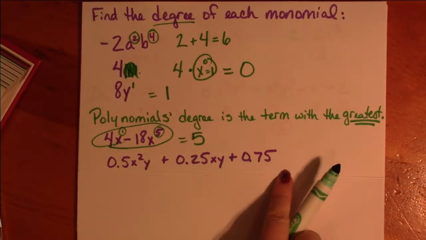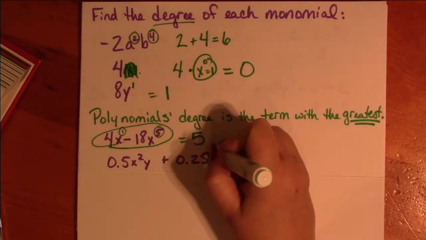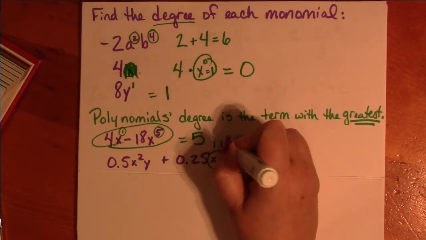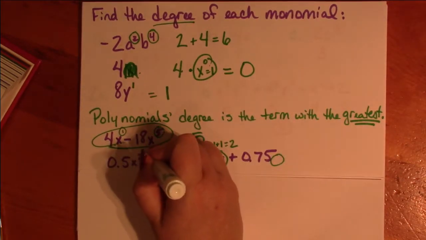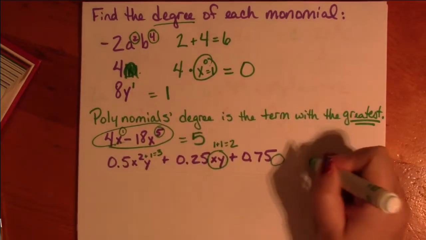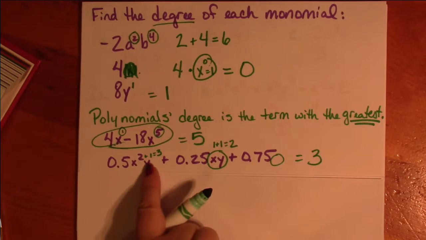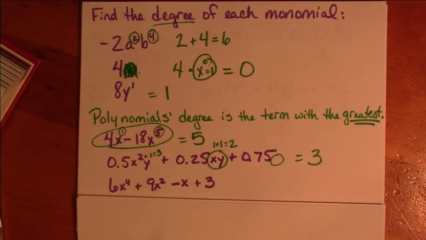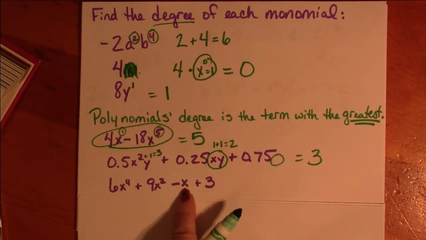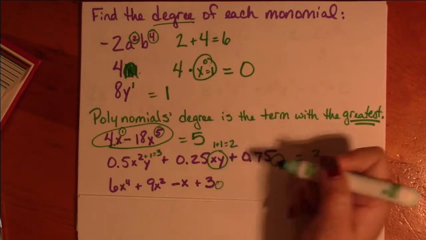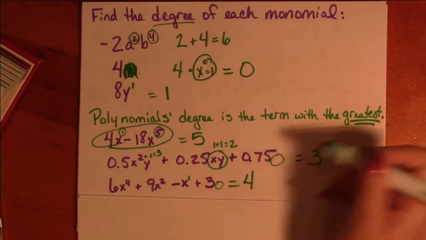This one, here I've got a degree of 0. Here I've got x is 1 and y is 1, so this is 2 total. Here I've got x is 2 and y is 1, so this has 3 total. So this has a degree of 3 because of this term here. Next, 6 times x to the fourth plus 9x squared minus x plus 3. This is 0, this is 1, this is 2, this is 4, so we're going to take that fourth degree there.